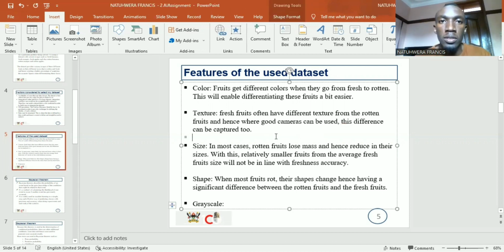And then the texture, and the cameras that will be used. Texture is like the feel of the fruit, so when the camera is good, it has to detect that feel in the fruit texture. Then we have the size, because most fruits have a defined size. Then shape is also another feature that is used in the data set.